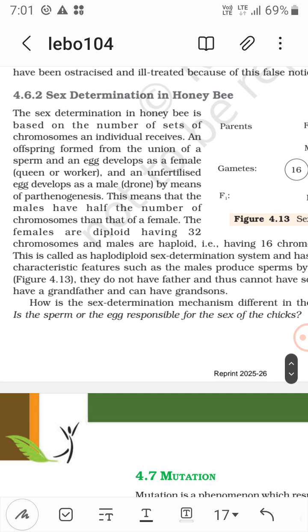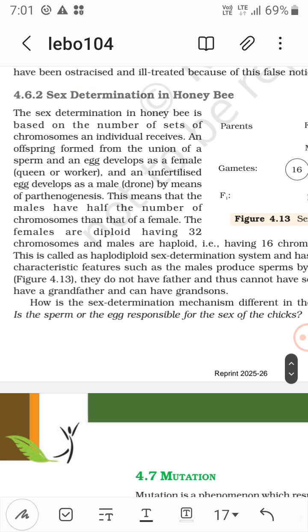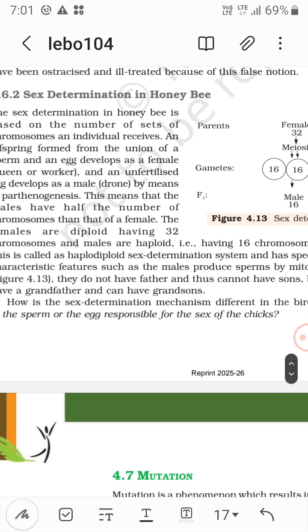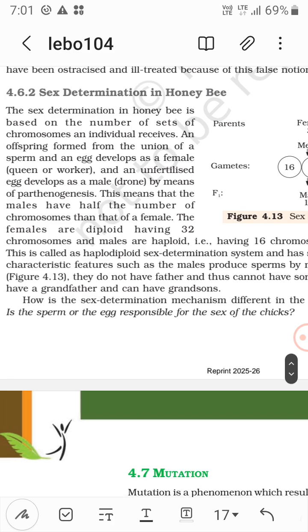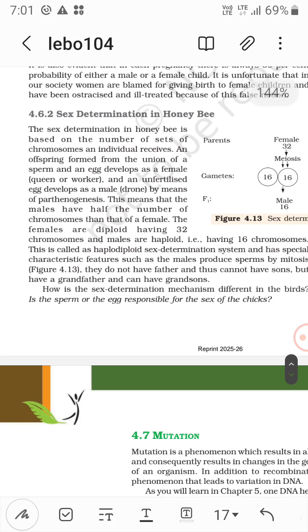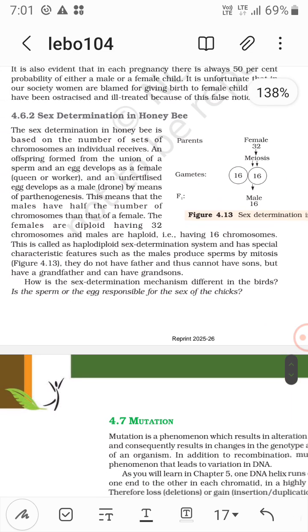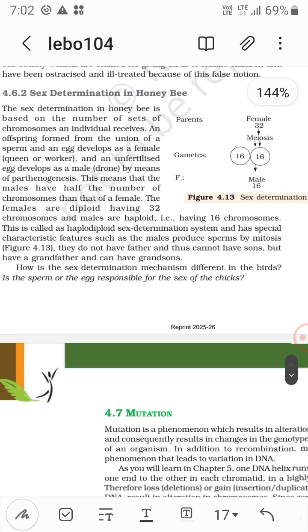This happens by means of parthenogenesis, the formation of a male from an unfertilized egg. So this means that the males have half the number of chromosomes of a female. The females are diploid, having 32 chromosomes, and the males are haploid, having 16 chromosomes. Now this is called the haplodiploid sex determination system.